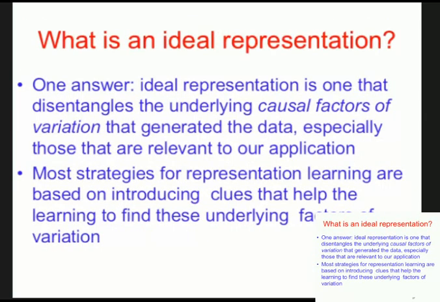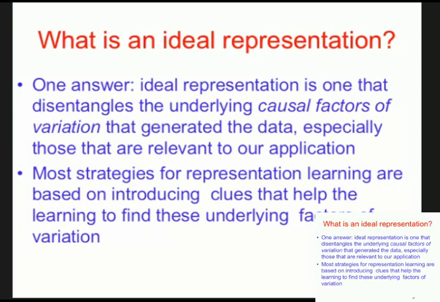All right. So an ideal representation is one that disentangles the underlying causal factors of variation that generated the data, especially those that are relevant to our application. So there are lots of wonderful examples people have given, like you're trying to do face recognition and you end up saying, okay, the face also has all these properties, these causal variations in the face. People may be smiling, they might be frowning or sleeping or wearing glasses or what have you.